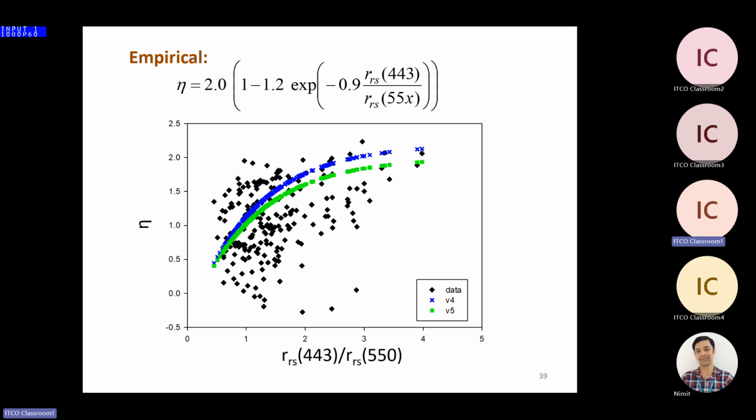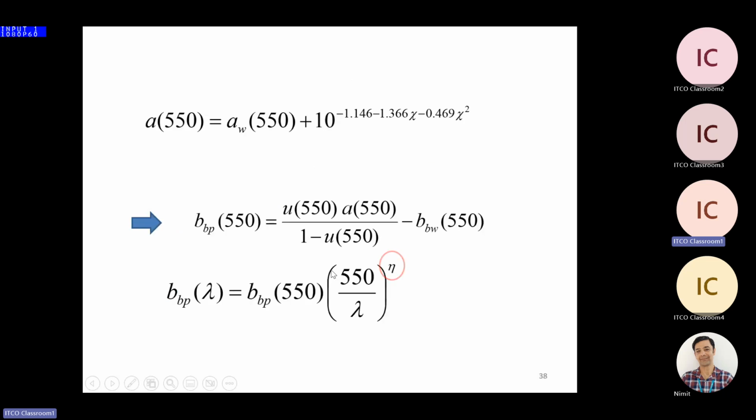Actually, I just showed this morning the neural nets to estimate this eta, which is way better than this. But the improvement to the retrieved A and BB is limited because, as I said, it's applied to this ratio, not directly applied as a magnitude number.